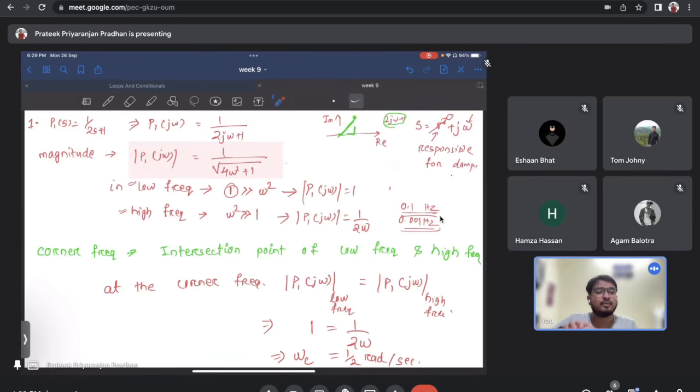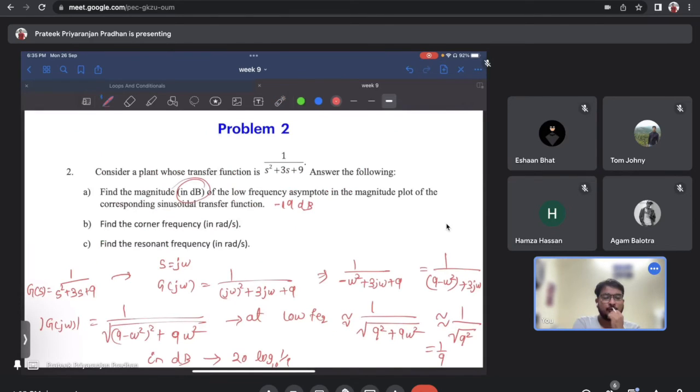This is a very straightforward answer. Then find the corner frequency. Who can say what is the procedure for the corner frequency? I have explained it thrice in this class. We need to calculate for the low frequency band and the high frequency band, and equate.